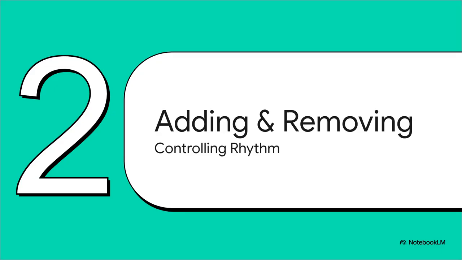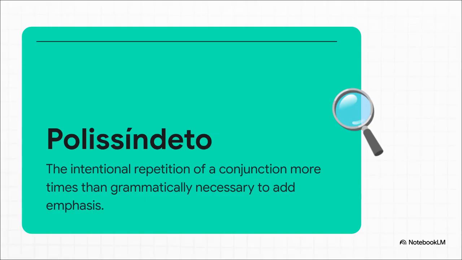Okay, time to open our next drawer. This one is all about playing with the rhythm and pace of your writing. And what's cool is that we have 2 tools in here that are total opposites. One for adding words and one for taking them away. First up, we have a tool called polysyndeton. It sounds fancy, but the idea is super simple. You want to slow the reader down? Make them feel the weight of every single thing in a list? You just keep adding connecting words, like and or nor, over and over and over again.